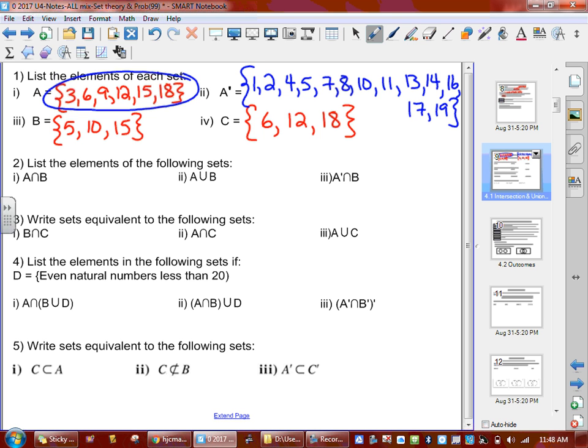That would be the complement of A. It's everything A is not. Yes, it can include other numbers from other sets, absolutely.